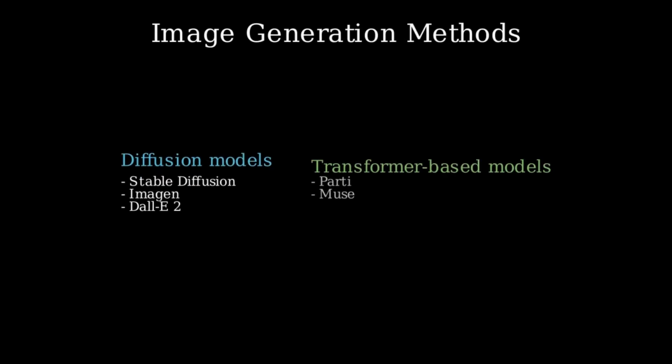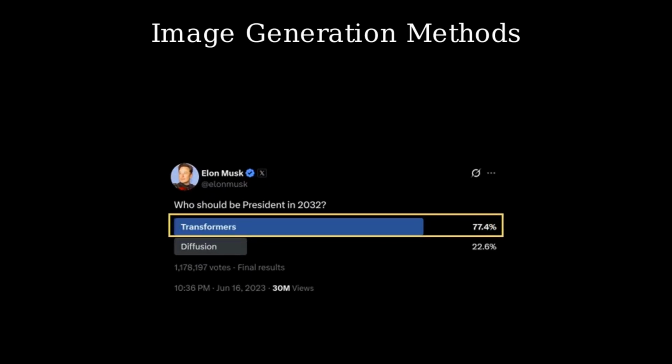When we look at the current landscape of image generation methods, there are two primary paradigms. On one side, we have diffusion models, which power well-known systems like Stable Diffusion, Imagen, and DALL-E 2. On the other side, we have emerging transformer-based models, such as Google's Parti and Muse. This rivalry has sparked intense debate in the AI community. In fact, Elon Musk recently posted a poll asking which architecture will dominate by 2032. Surprisingly, as you can see, Transformers won the poll by a massive landslide, securing over 77% of the votes. Let's dive into why Transformers are gaining so much traction.